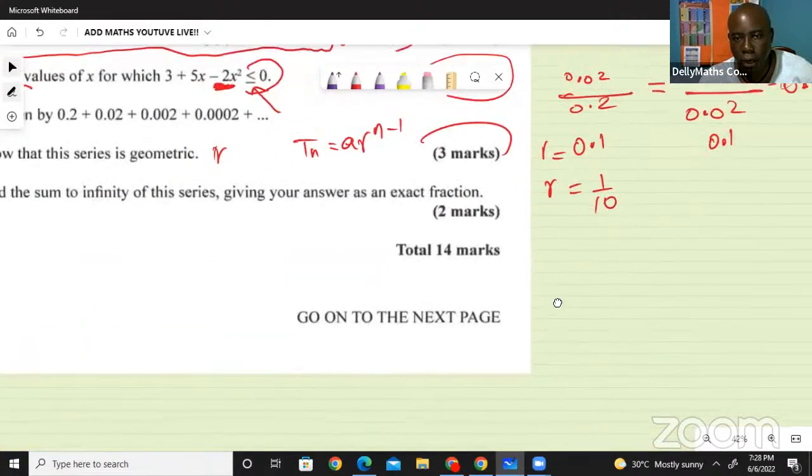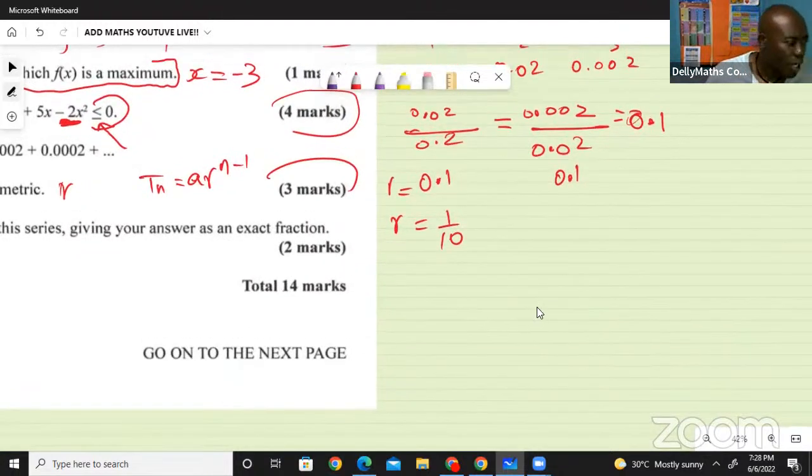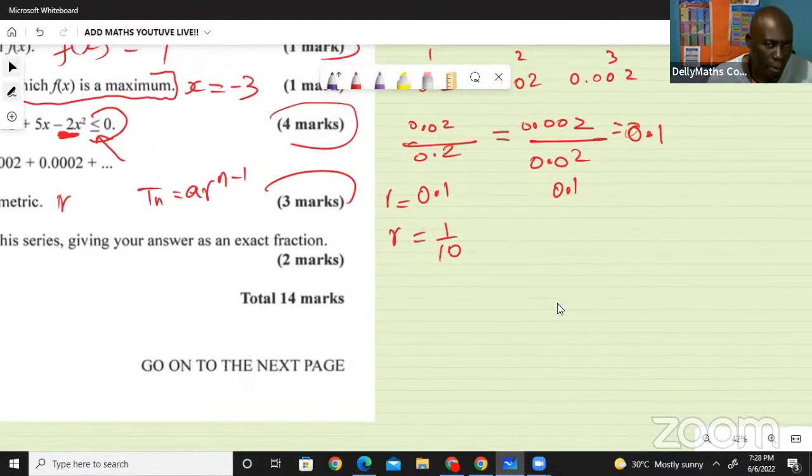All right. So r is 1/10, r is 0.1. That's fine. So we have that. Our a is 0.2. So we have a is 0.2 and we have r, which is that.